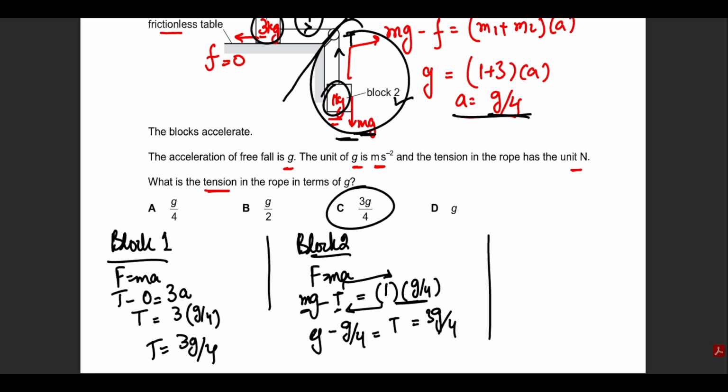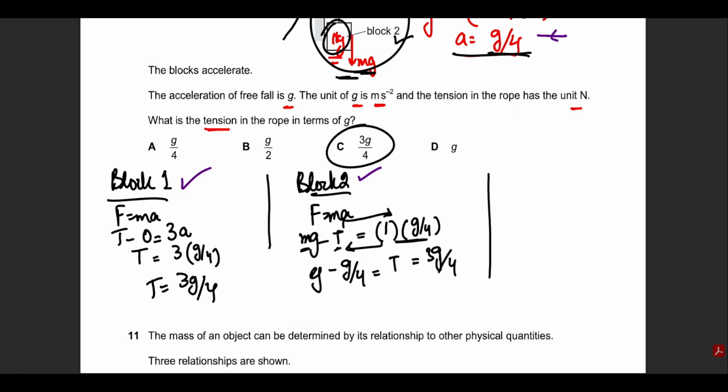I've shown you two methods to solve this. The first method to find the acceleration is going to remain fixed. Then you can use either block 1 or block 2's life to find what the tension should be.